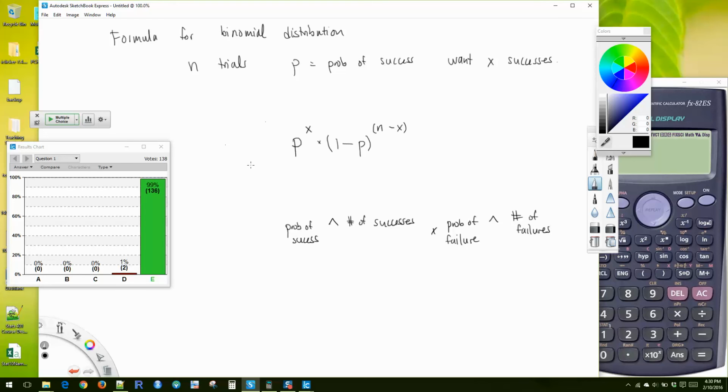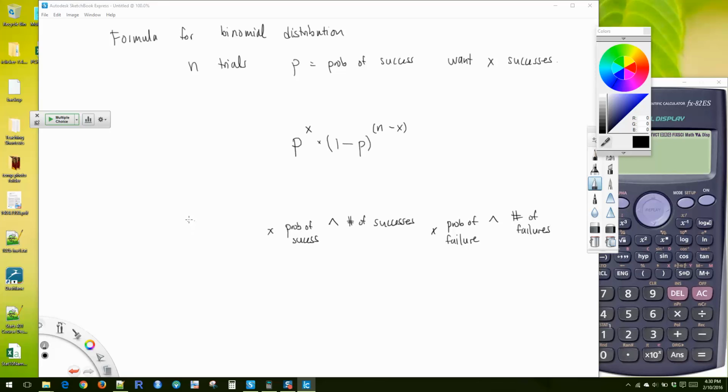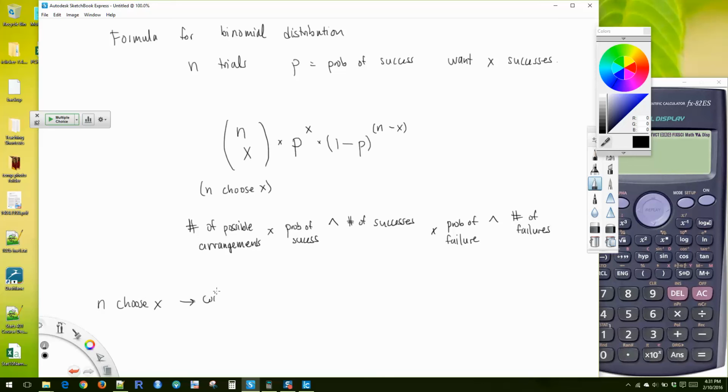Okay, and then we have to put a number in front, which is the number of possible arrangements. Okay, so I'm going to put that here. And that quantity is written as this. This is a funny thing. It's also called n choose x. Okay, n choose x. This basically is the number of possible arrangements. So n choose x is basically saying with n trials, how many ways can I arrange x successes?